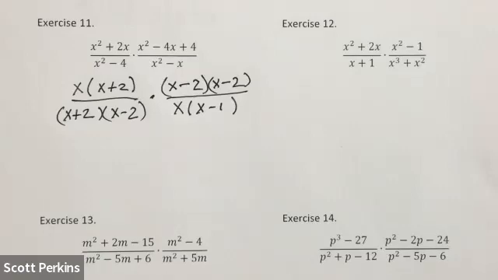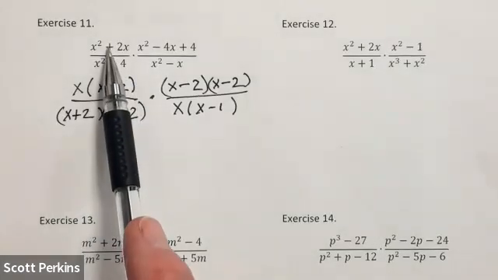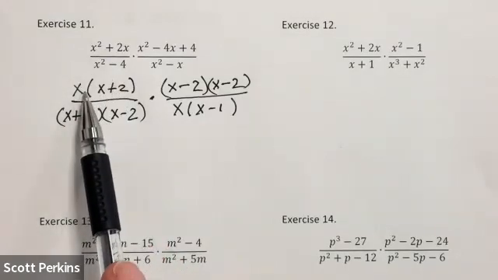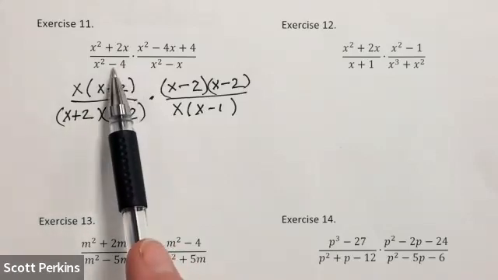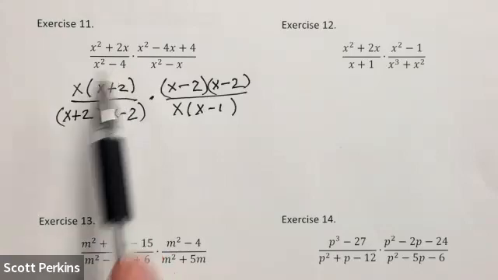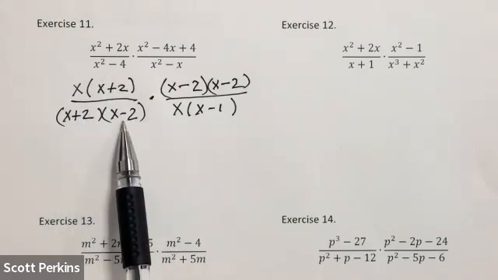Okay, so just going through this factoring right here, the first numerator, there's a common x. And so when I factor out the x, that leaves x plus 2 in the parentheses. The denominator is x squared minus 4, which we factored in the previous example. So that's x plus 2, x minus 2.